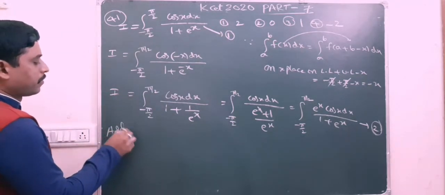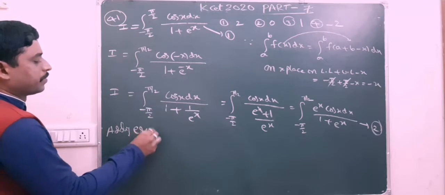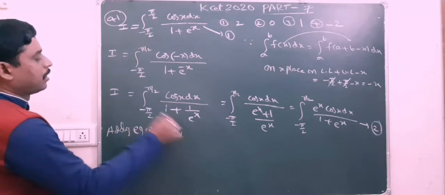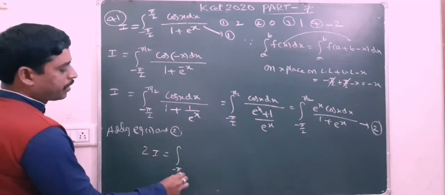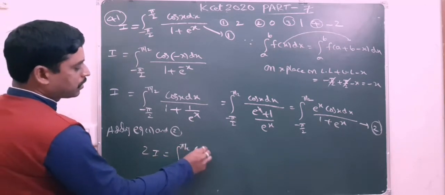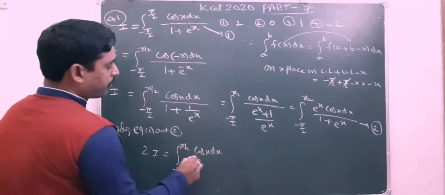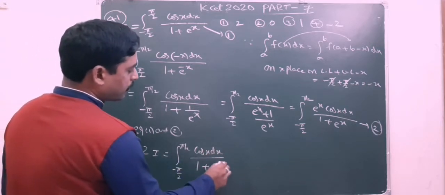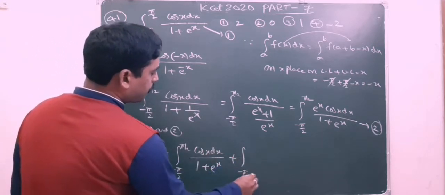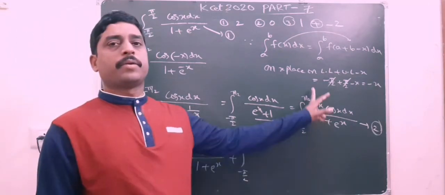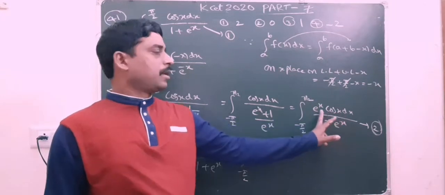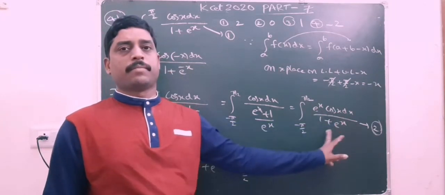Adding equation 1 and 2. So I plus I, 2I is equal to integral from minus pi by 2 to plus pi by 2 of cos x dx by 1 plus e to the power x, plus integral from minus pi by 2 to plus pi by 2. This is equation 1. In equation 2 the value is e to the power x cos x dx by 1 plus e power x.